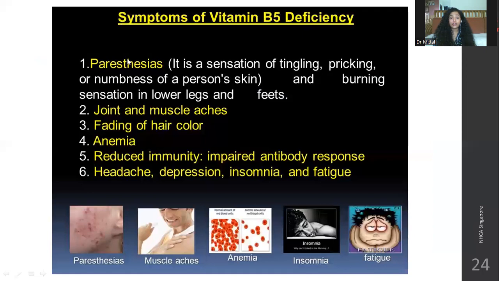In terms of the deficiency of pantothenic acid: paresthesia, again the same sensation of tingling, prickling, numbness in the person's skin, which starts from the tip of the lower and upper extremities and then progresses; joint and muscle aches or joint pains, fading of hair color, anemia, reduced immunity, impaired antibody response, catching infections sooner, headache, depression, insomnia, fatigue. These are all the signs and symptoms associated with deficiency of pantothenic acid, more or less very common symptoms.